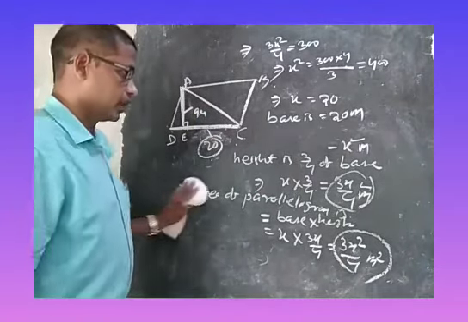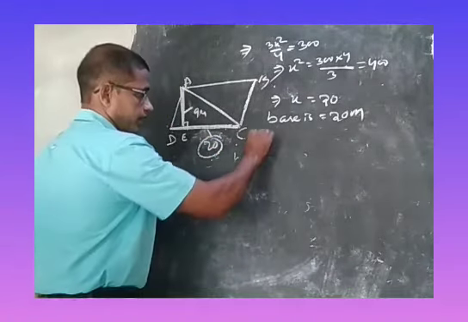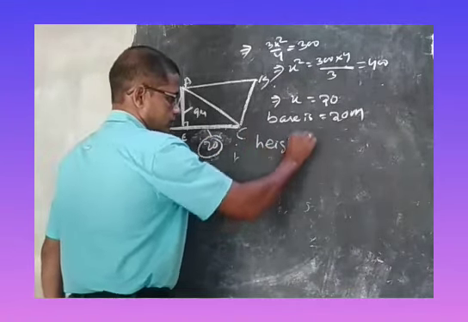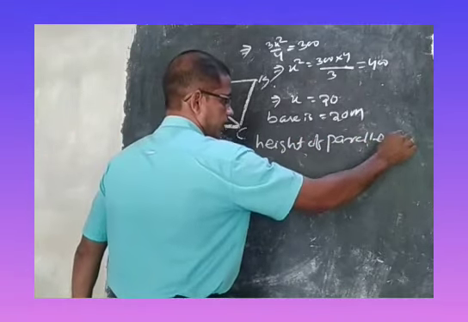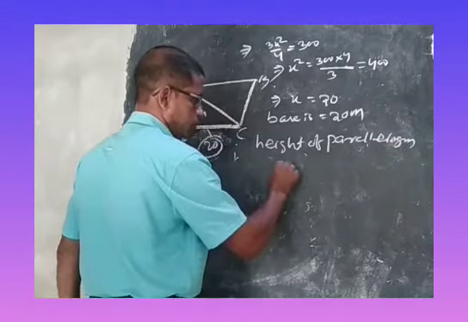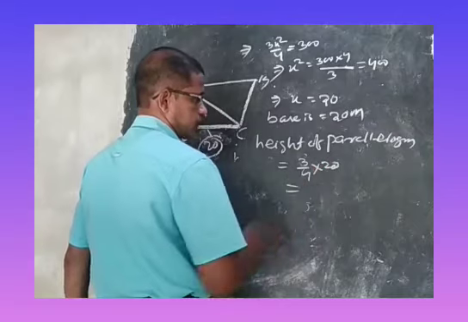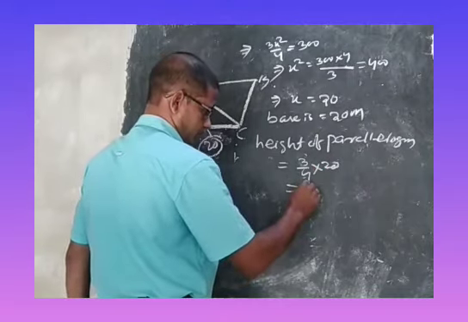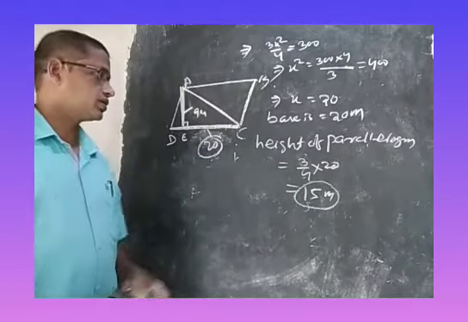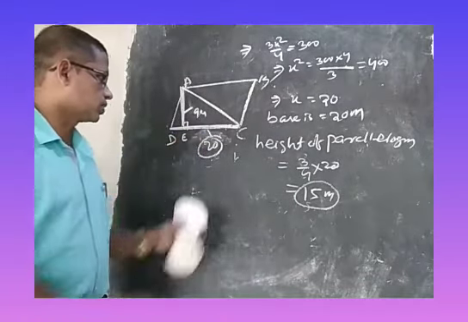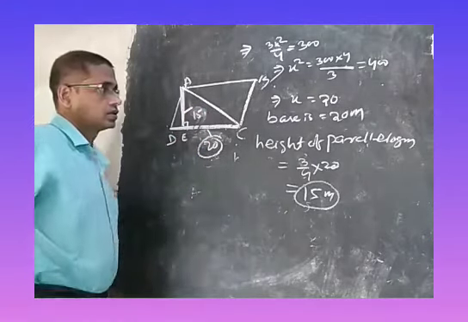The height of the parallelogram equal to 3/4 into 20. Here it is 15 meter. Therefore, base of the parallelogram is 20 meter and the height of the parallelogram is 15 meter.